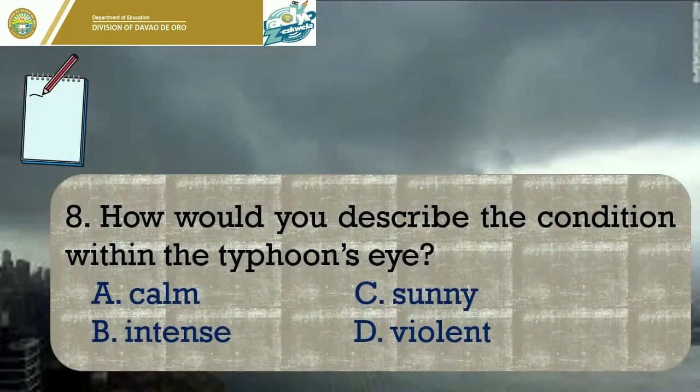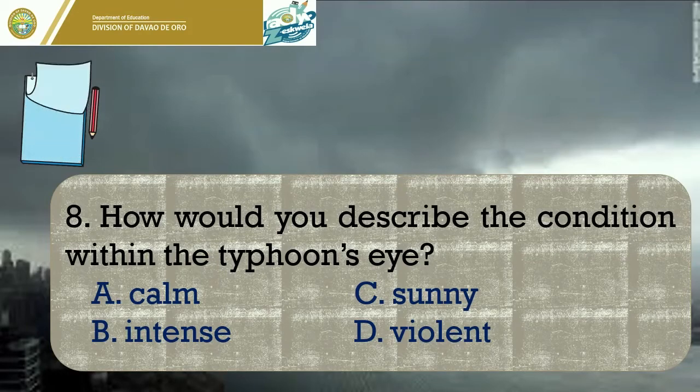Question number 8. How would you describe the condition within the typhoon's eye? A. Calm. B. Intense. C. Sunny. D. Violent.